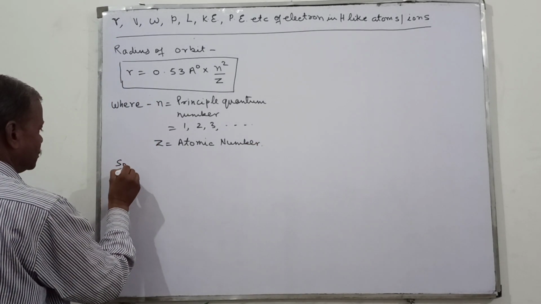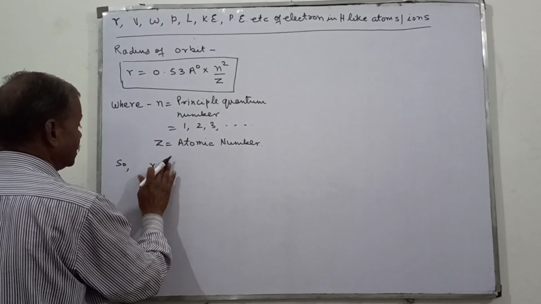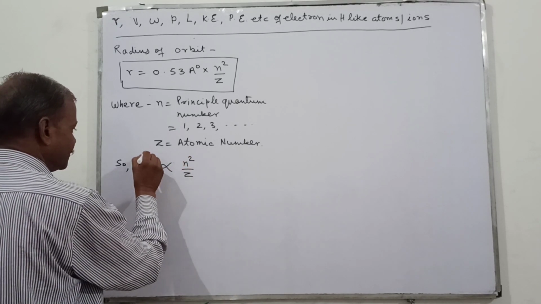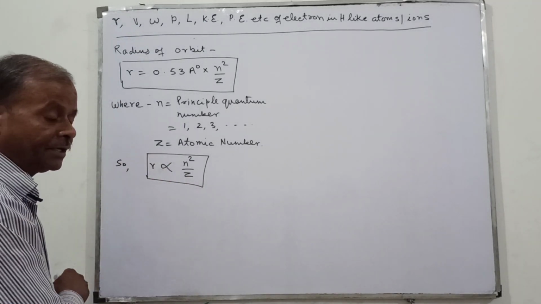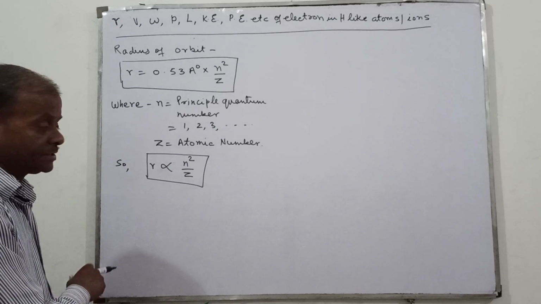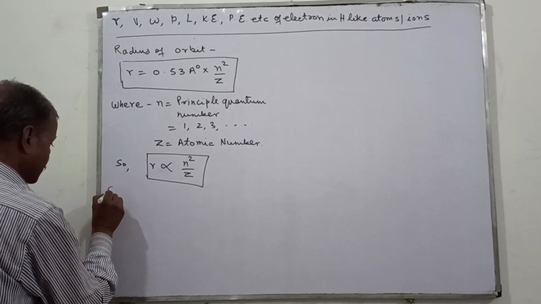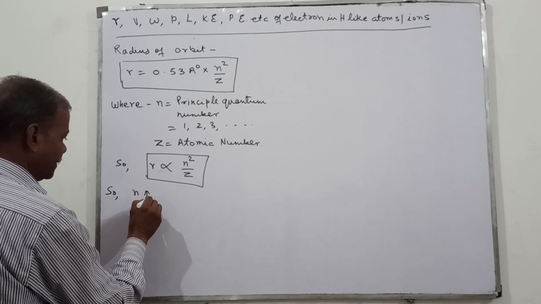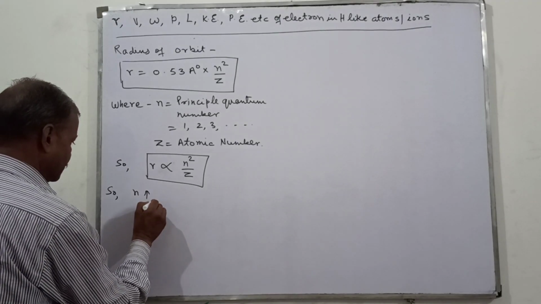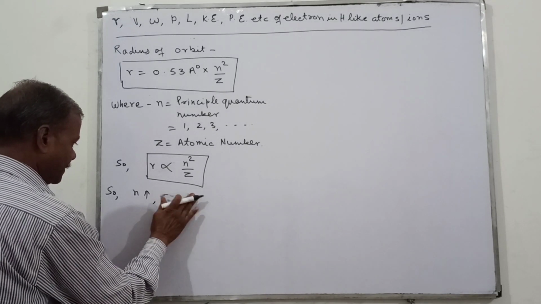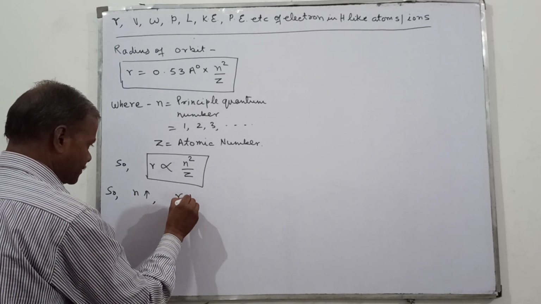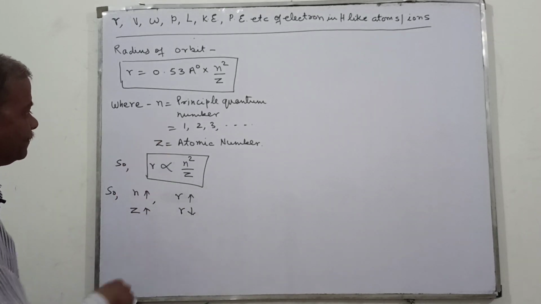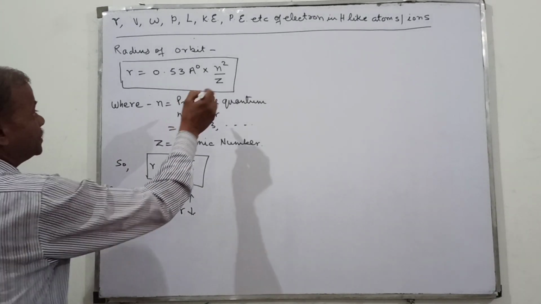So r is proportional to n square upon Z. As the value of n increases, r increases, and as the value of Z increases, r decreases. So this is the relationship. This is number one.